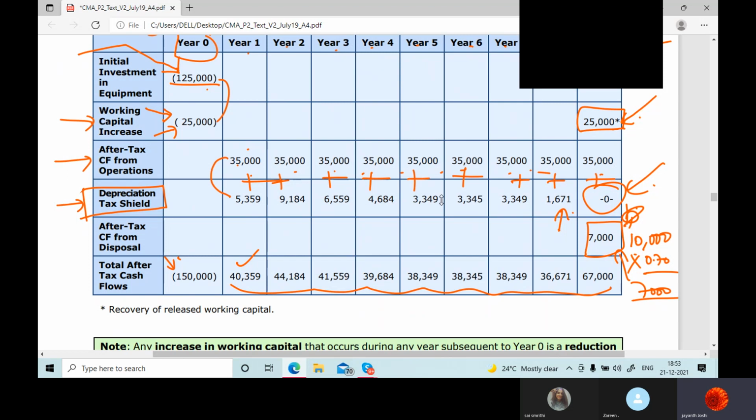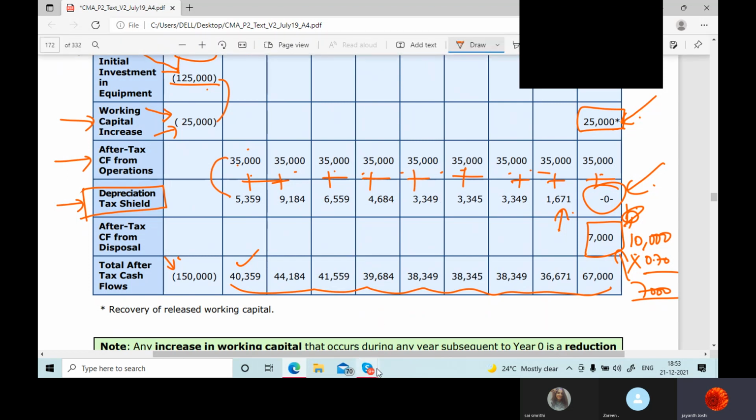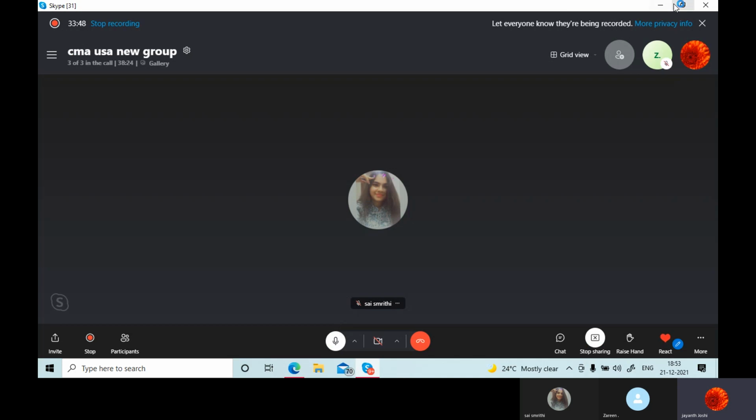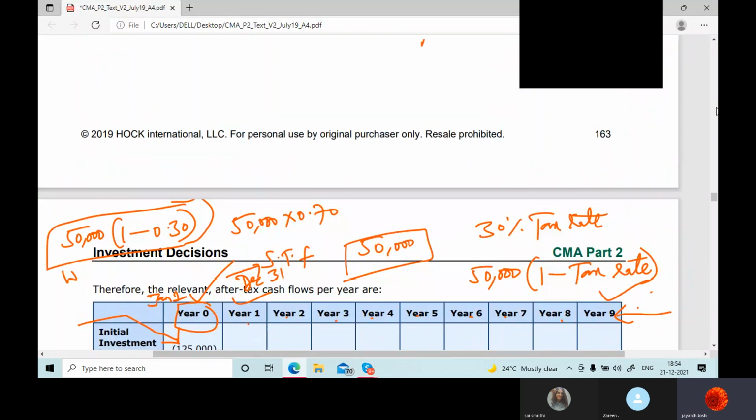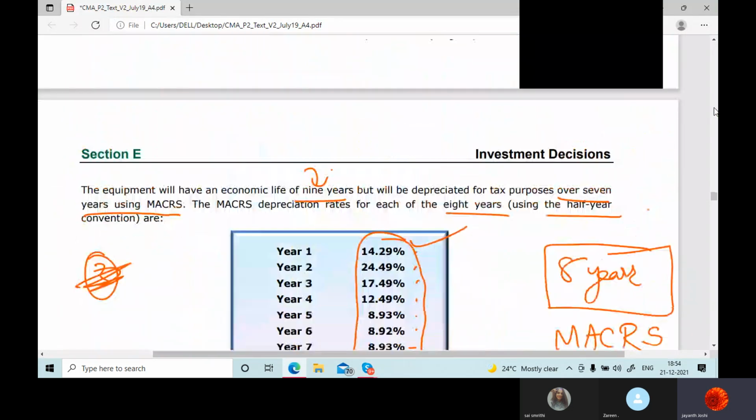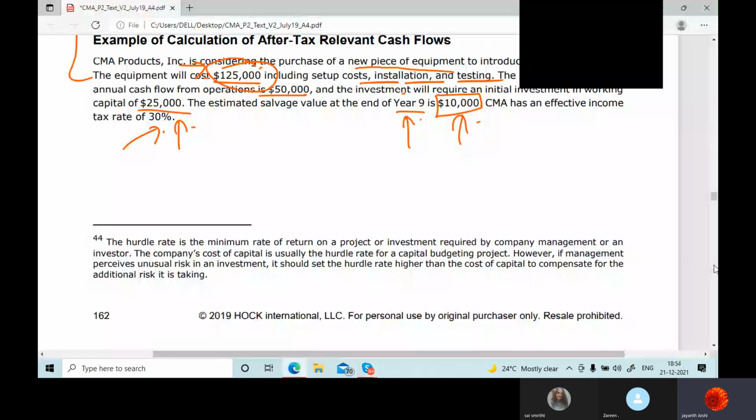Okay, so if you are done with this, now let's apply the final thing to this, the discount factor. They have given some information regarding that even. They say the minimum required return or the hurdle rate. So they will give you such kind of information. The hurdle rate is nothing but the minimum rate of return on a project or investment required by company management or an investor. Why does this happen to be the minimum required rate of return?